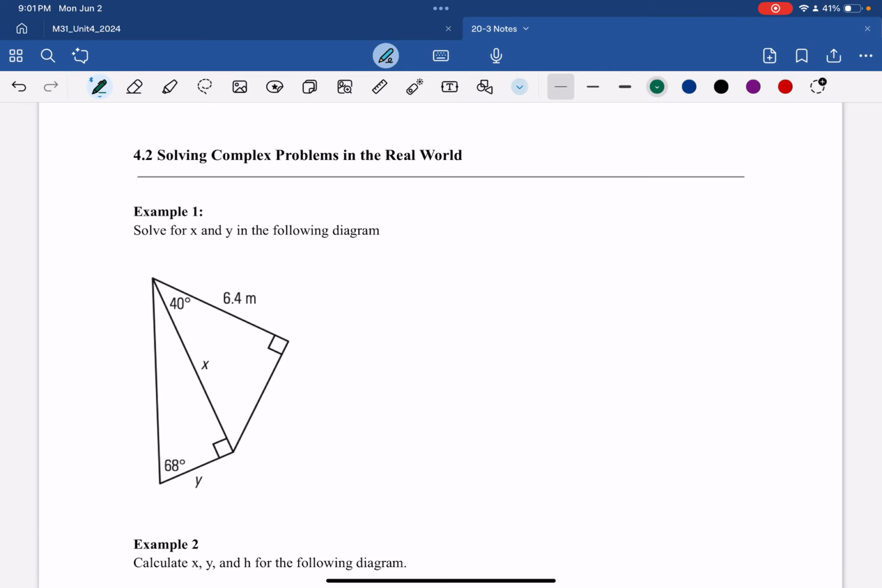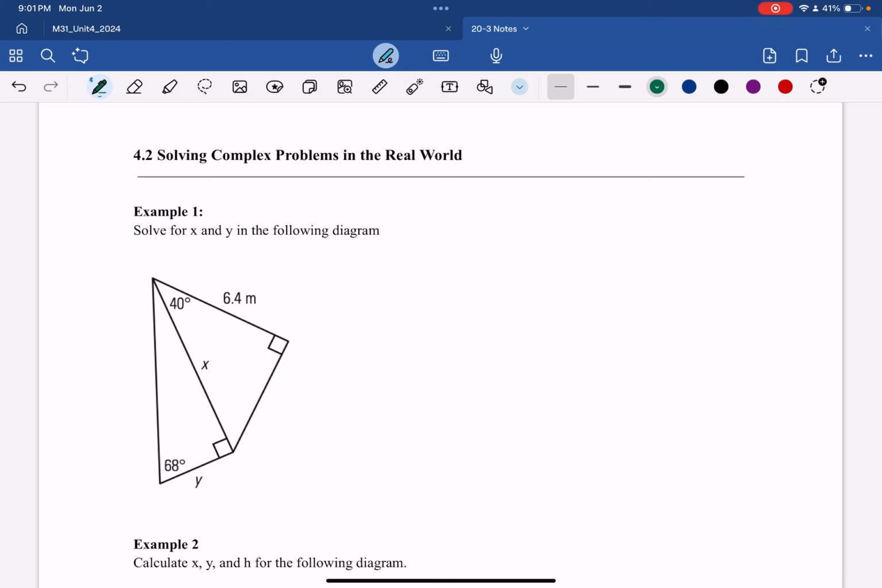So for section 4.2, we're continuing on using the same concepts as 4.1. However, we're going to start adding them to some real world scenarios as we get further through our examples. So if we look at example 1, it says that we're looking for x and y. So this is very similar to examples that we've seen in 4.1.